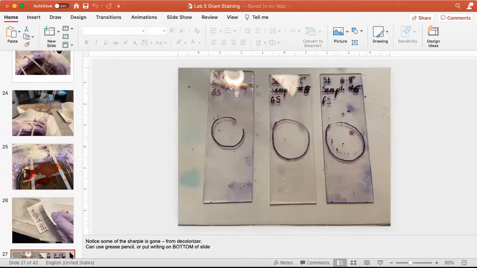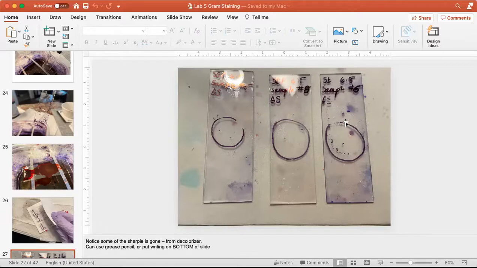And here are my 3 stained slides, gram stained. Notice that there's some smudgy purple on these. That's normal. Notice too that some of my Sharpie circle has gone away. Decolorizer can remove Sharpie. So if it's important that you keep your circle because you're learning and you're not sure where to find your smear, you can use a different marker.